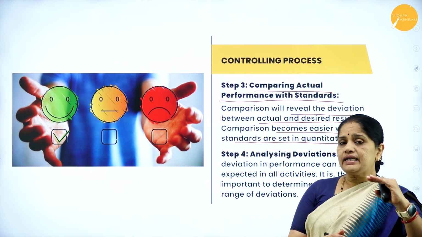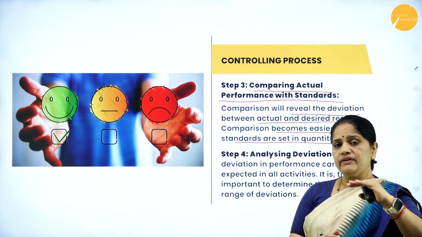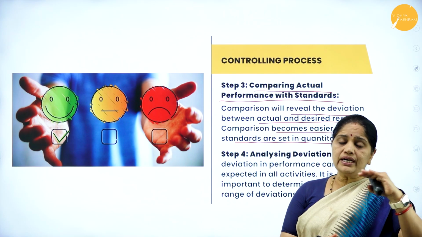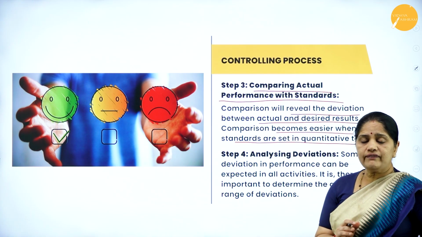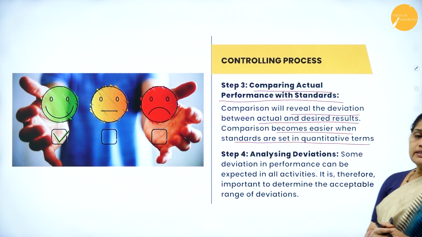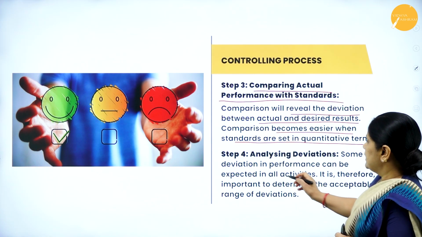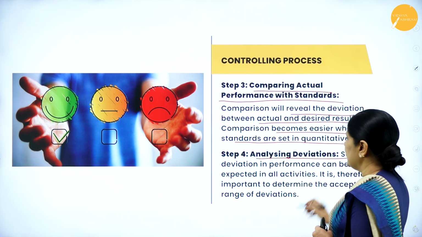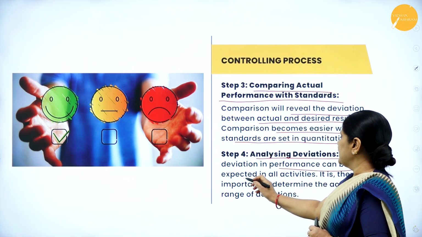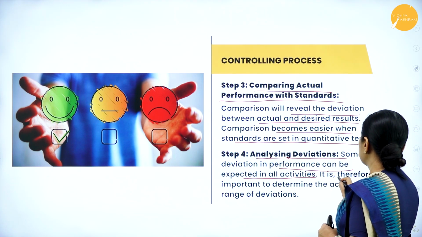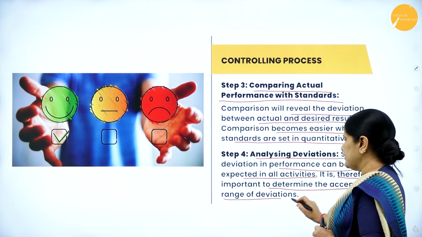Now, when you're setting the standard of 100 units, most of the employees will try to reach this 100 units, or they may exceed it also. In this way, we will be able to ensure that the employees are working as per the standards set. Then the next one is analyzing the deviation. Some deviation in performance can be expected in all activities. It is therefore important to determine the acceptable range of deviations.